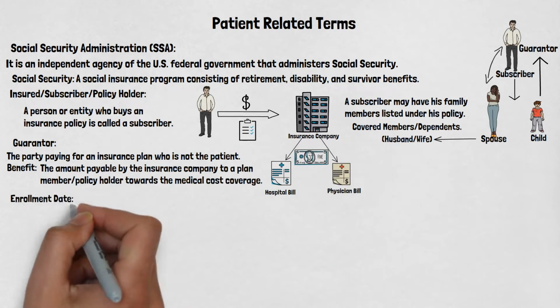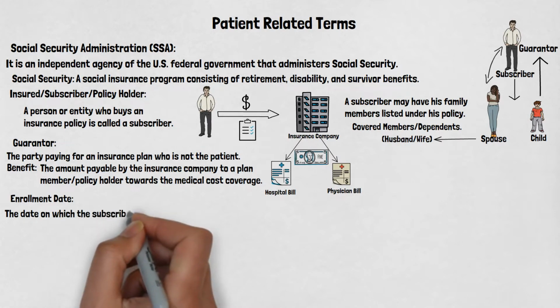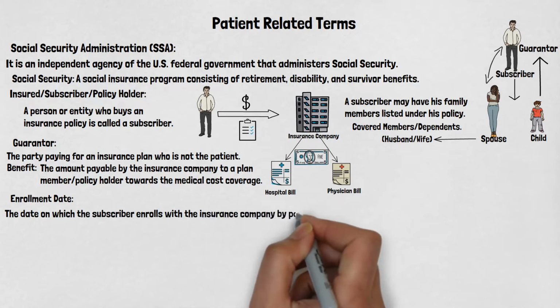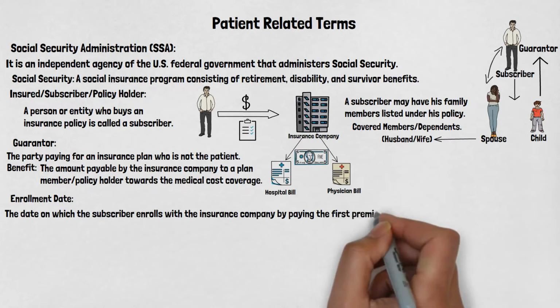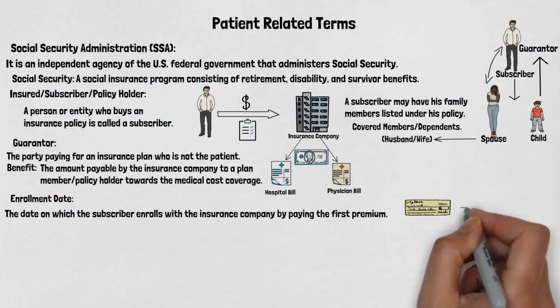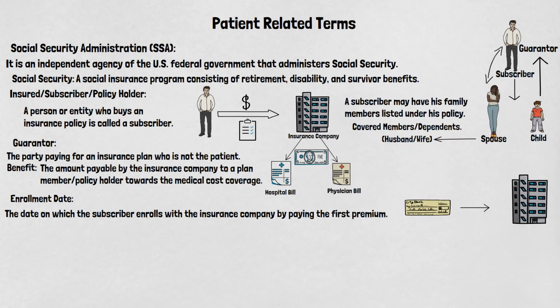Now the next term is enrollment date. The date on which the subscriber enrolls with the insurance company by paying the first premium. This is the date on which the insurance agent collects the first premium payment in the form of check or cash. Now, once the payment reaches the insurance company, they will update the subscriber details in a database and then generate a policy number for the subscriber.